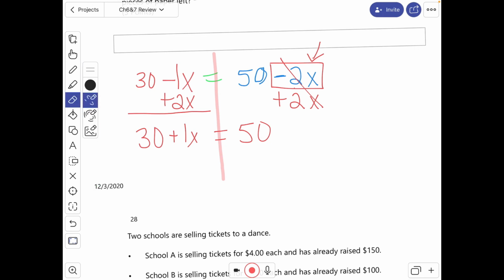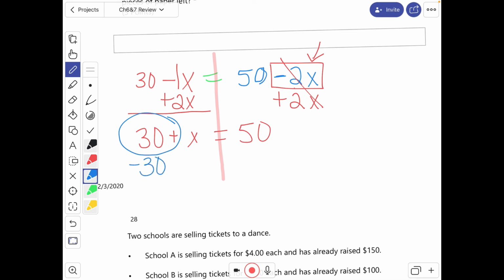Now we want to get the variable alone. Well, 1x is the same as just x, so I'm going to get rid of that little 1. And now I need to get rid of the 30. The opposite of adding a positive 30 is subtracting 30, and I must do that to both sides. The 30's on the left canceled, x comes straight down, equal sign straight down, and 50 minus 30 makes 20. So my answer is x equals 20.